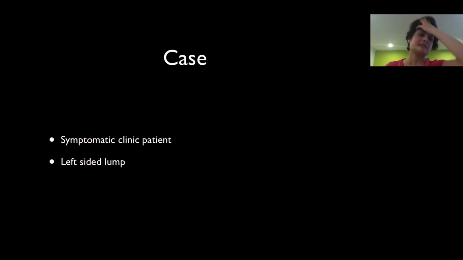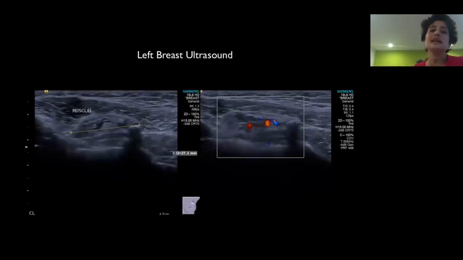The next case is a symptomatic clinic patient with a left-sided lump. This is a young patient, and the patient had come with a left-sided chest wall lump. So ultrasound performed showed a well-defined hyperechoic lesion, which is deep to the muscle of the chest wall, and this measures approximately 27 millimeters. It does not cause any posterior acoustic shadowing. The part of the shadowing that you're seeing there is because it's on the chest wall. That's part of the rib that you're seeing there.